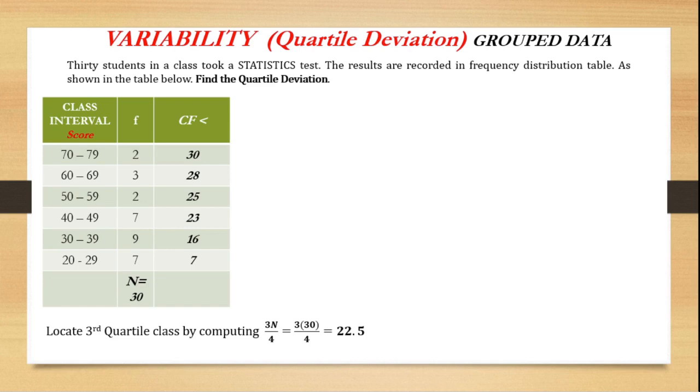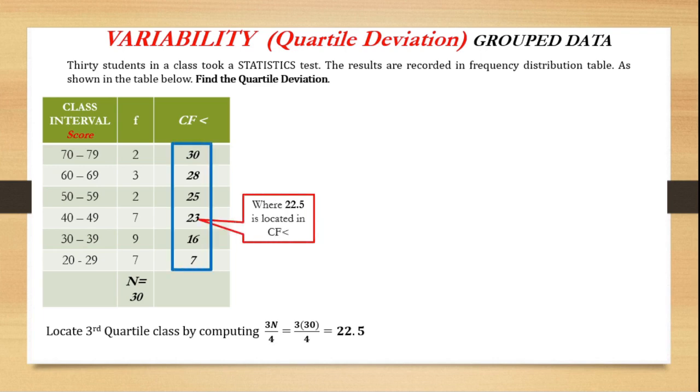The first thing that we need to do is to identify the third quartile by locating the third quartile class by computing 3n divided by 4, which is equal to 3 times 30 divided by 4 is equal to 22.5. We have to locate 22.5 in our cumulative frequency less than. By inspection, 22.5 is located in the cumulative frequency less than 23. So this is our third quartile class.